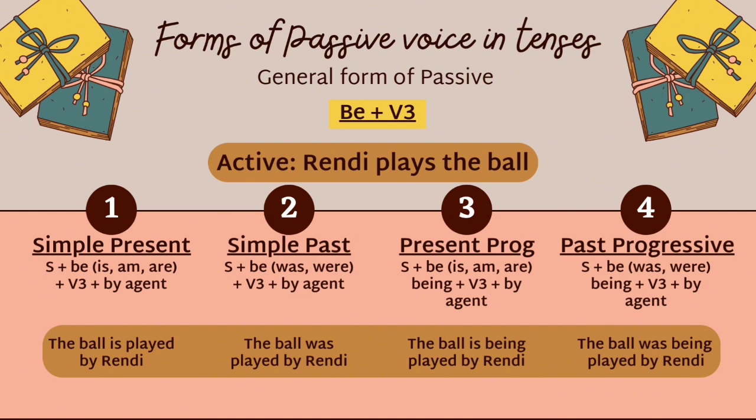And the last tense is past progressive. The form is subject plus be, or was/were, plus being plus verb 3 plus by agent. And the example sentence is, the ball was being played by Randy.